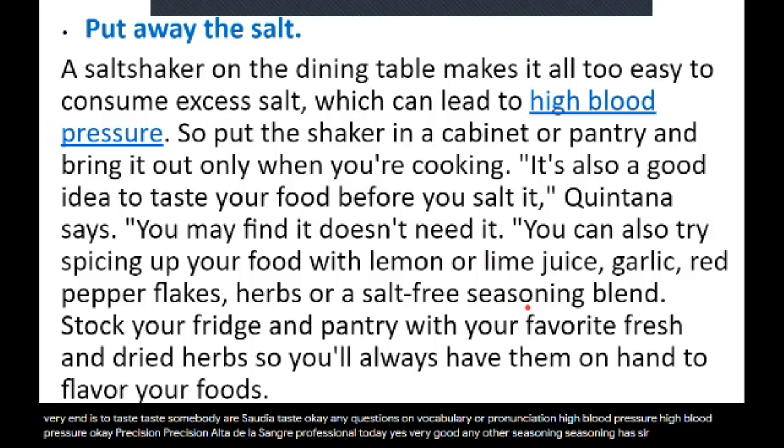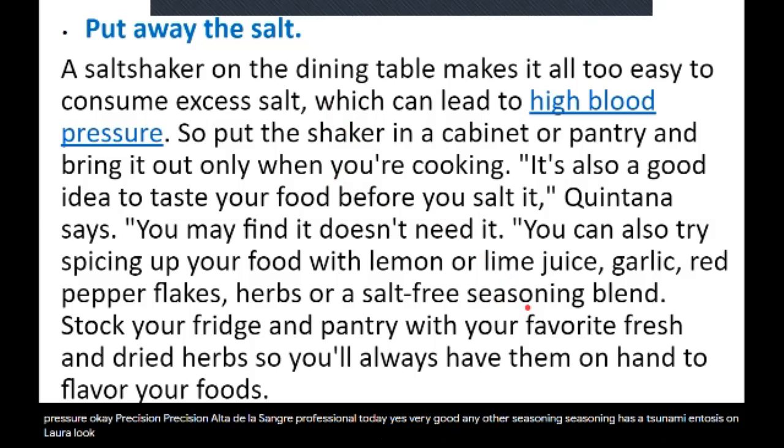Seasoning. Sazonamiento. Lo que le echa a la comida para que sepa rico. What is the meaning of salt shaker? Salt shaker, donde echa la sal. Y que tiene hoyitos. Salero. Very good. Any other one?